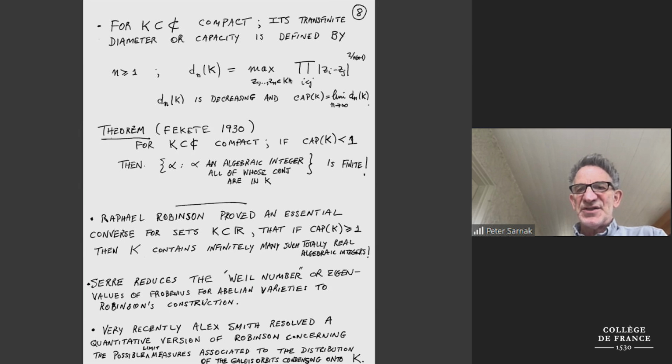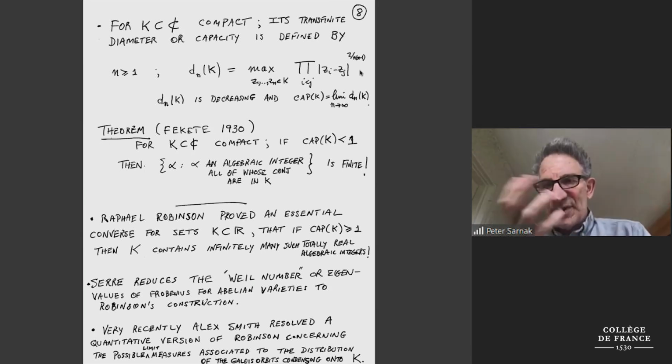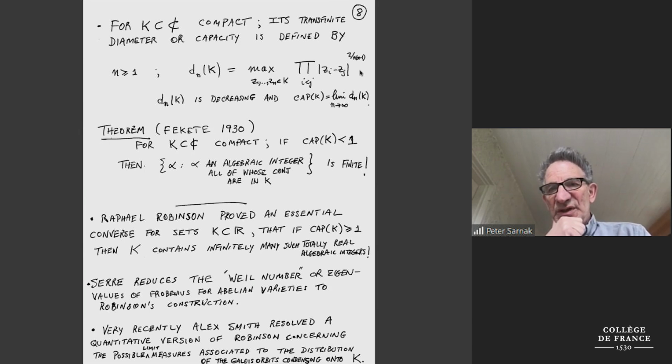So you take the maximum of where you put the points, and this is the product of all distinct points, the |i − j|, to the power 2 over n(n−1). The number of points is n choose 2. So you take that root, and that is d_n(K). It's very easy to see that the sequence is decreasing as you take more and more points, and the limit of this decreasing sequence is called the transfinite diameter of the set K. It's also called the capacity of K.